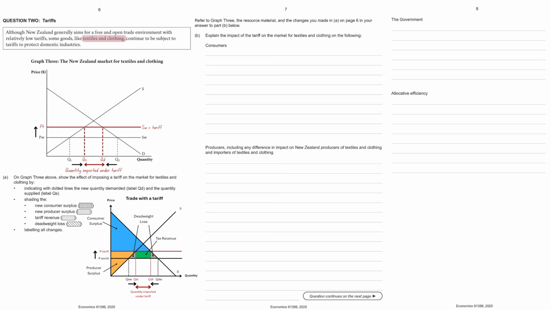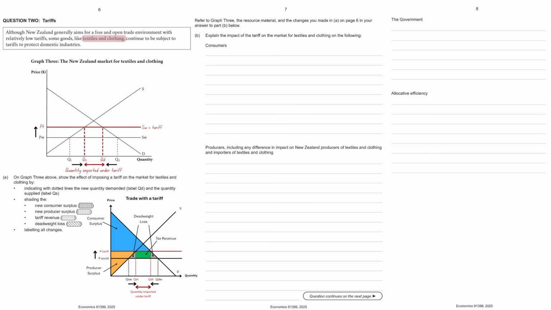So without the tariff, the quantity imported would have been the distance between Q1 and Q2. So that's quite a big amount compared to what it is now. This is because it was cheaper without a tariff, so people would want to import more. But now it's more expensive to buy clothes from overseas because of the tariff, so therefore people import less.